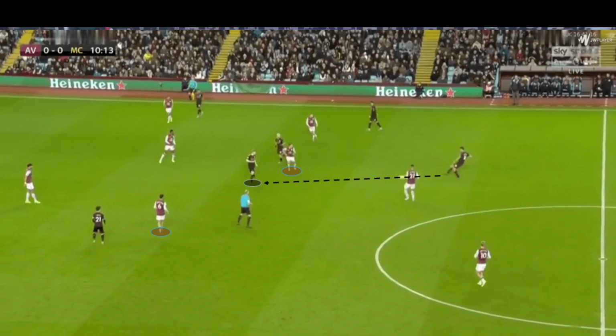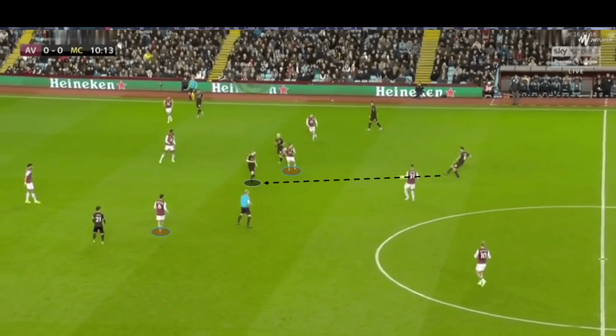If you look at the caption at the moment you can see Aston Villa versus Man City, and the player on the ball has played that ball in between the lines. I think it's to De Bruyne. Again, if you look at the caption you can see 5 Man City players with 2 Aston Villa players in the middle.